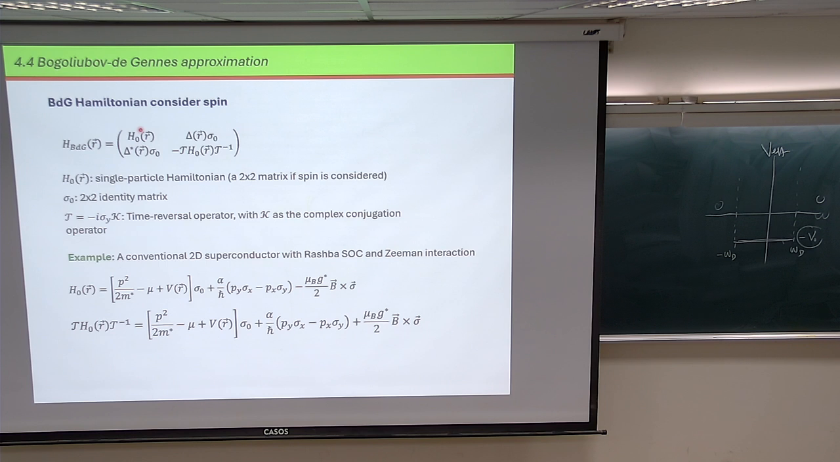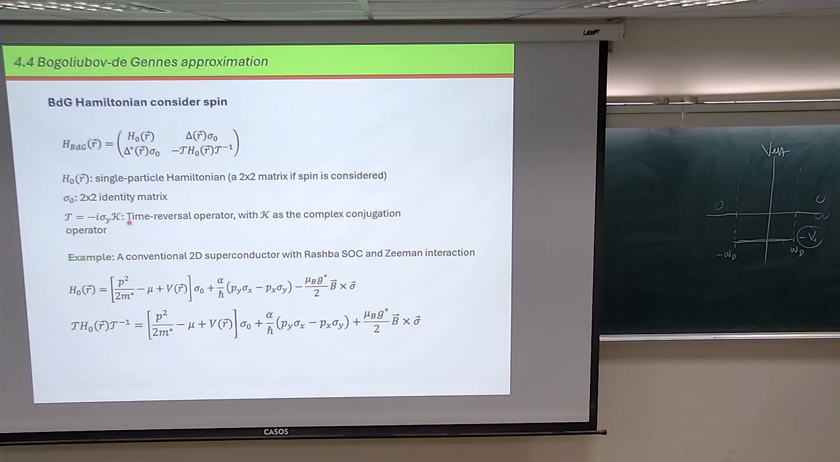So H naught is the Hamiltonian of the single particle, which is 2 by 2 if you have a spin. Here is delta multiplied by the 2 by 2 identity matrix sigma naught. And here I have the time reversal. Essentially, what is the energy of the hole? It is minus the time reversal of the electrons. So H naught describes the electron-like interaction, and the hole-like interactions are described by the corresponding time reversal. This tau here is the time reversal operator, which for electrons has this form.